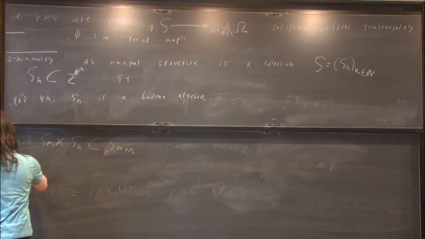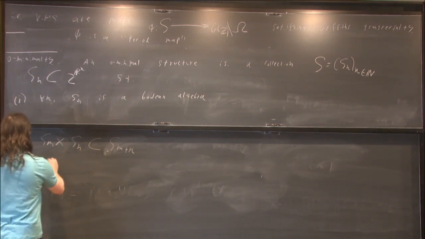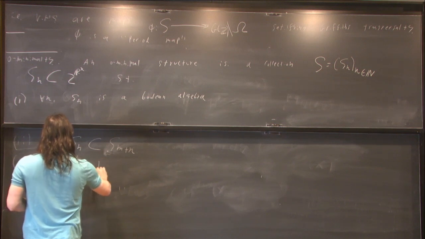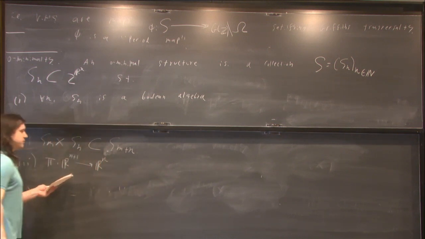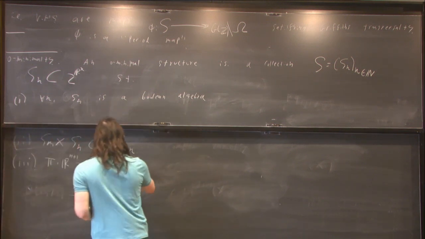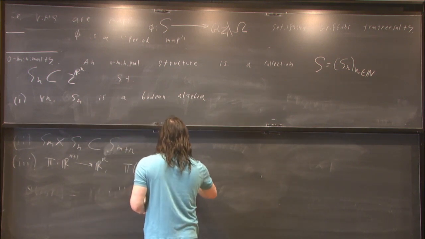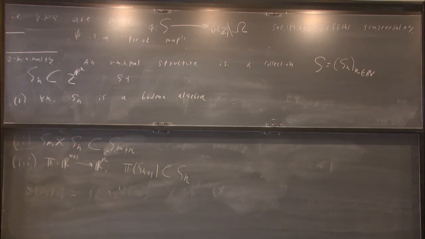Also, it should be closed under projection. So if we take any coordinate projection from R to the n plus 1 to R to the n, you project S_{n+1}, you get S_n. So this is where the quantifier stuff comes in.